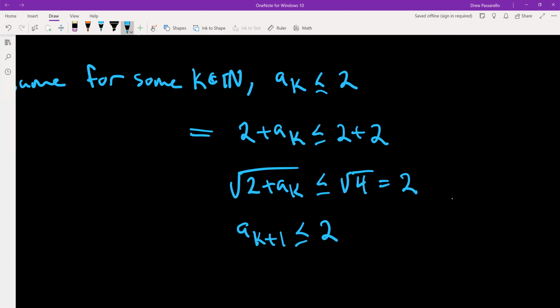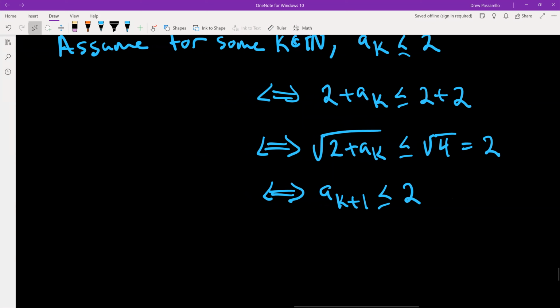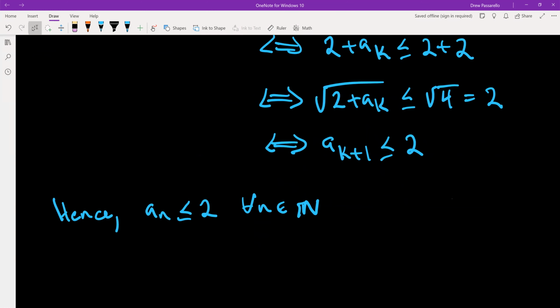So these are if and only ifs. Using our inductive hypothesis of ak being less than or equal to 2, we've deduced that the k plus 1 term is also less than or equal to 2. So 2 is an upper bound from this inductive proof. Hence, we have an is less than or equal to 2 for all n, meaning 2 is an upper bound.